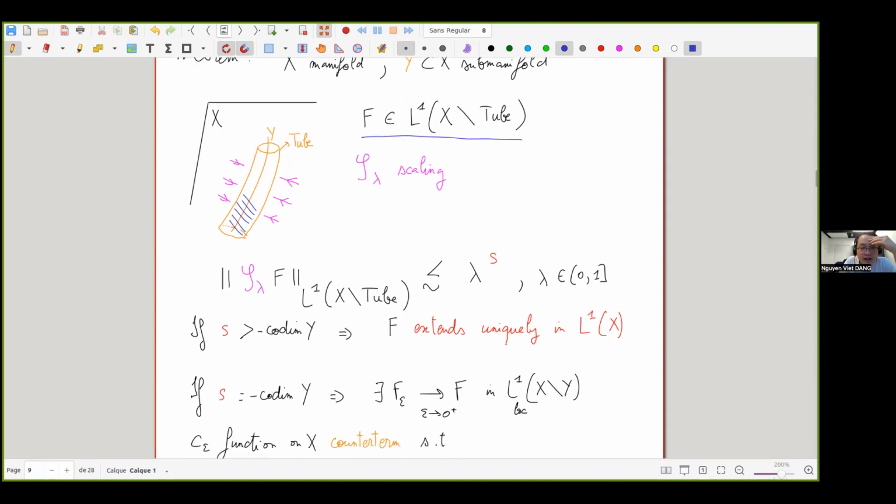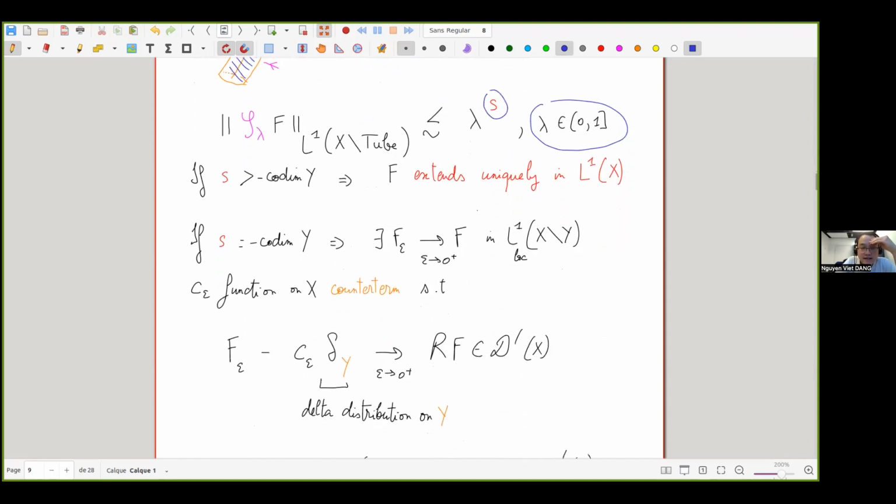Now, when I scale my function F by a factor lambda, so I zoom by a factor lambda which goes to 0, and I look at the L1 norm of my zoomed F on X minus the tube, if this grows like lambda to the power S, this is an assumption of my theorem. So I assume that my F has this S as scaling exponent. When I zoom F by the scaling, its L1 norm grows like lambda to the power S.